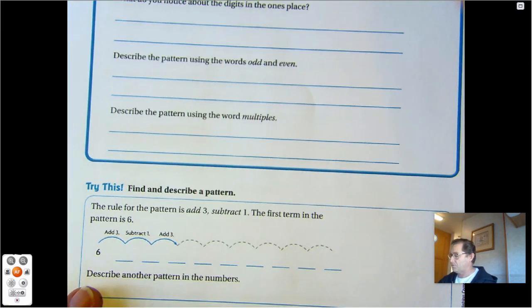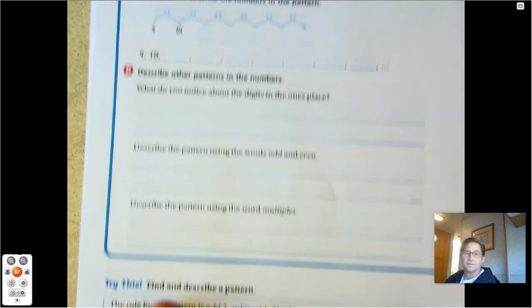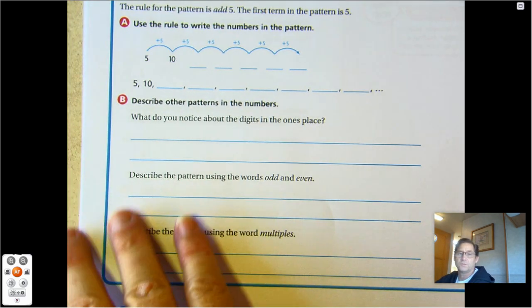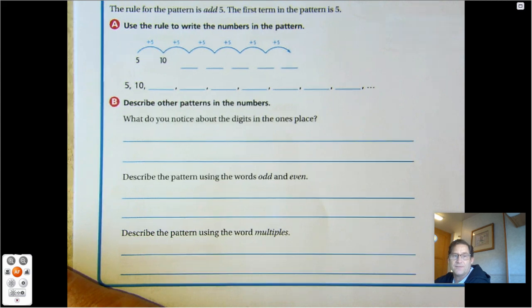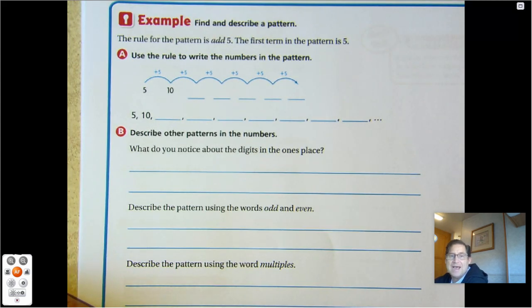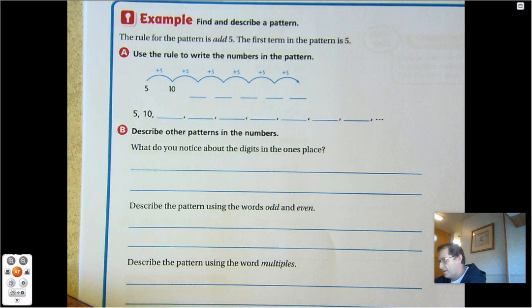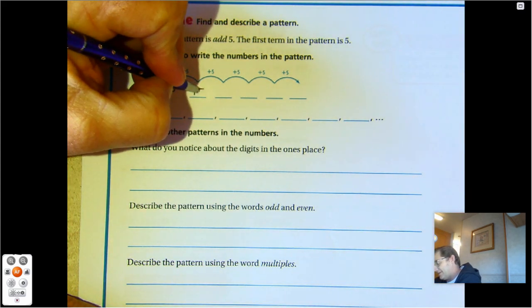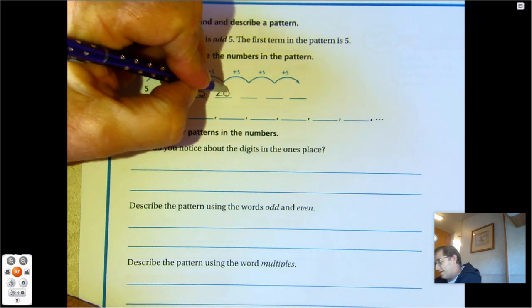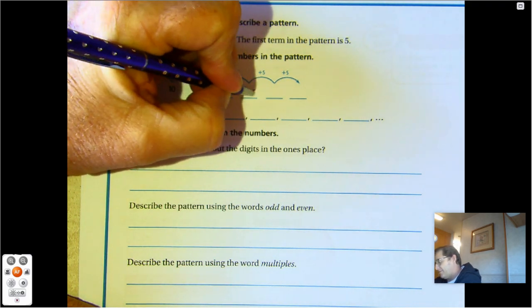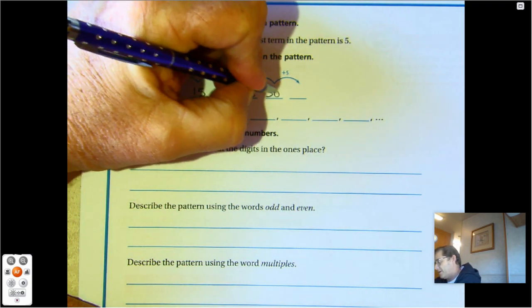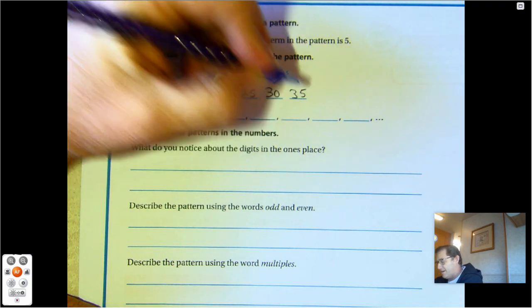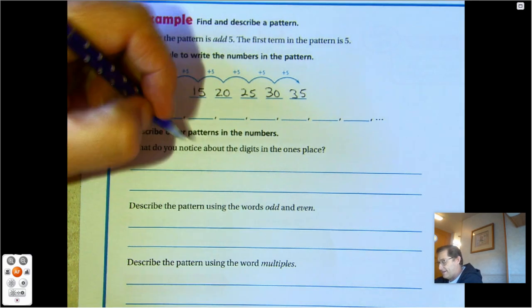Okay, on page 224, use the rule to write the numbers in the pattern. And the rule is add 5. And the first term in the pattern is 5. So 5 plus 5 is 10, plus 5 is 15, plus 5, 20, plus 5, 25, plus 5, 30, plus 5, 35. So now just write that out.